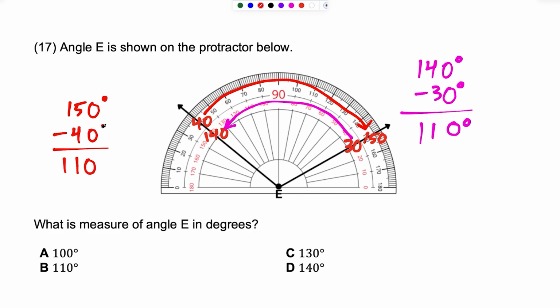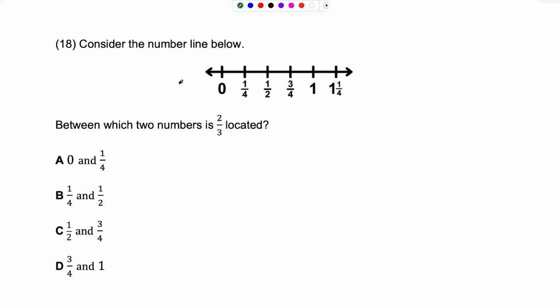And I'll just throw in the degrees for all of this. So either way here, we're going to get choice B, 110 degrees. Question 18, consider the number line below. Between which two numbers is 2/3 located?